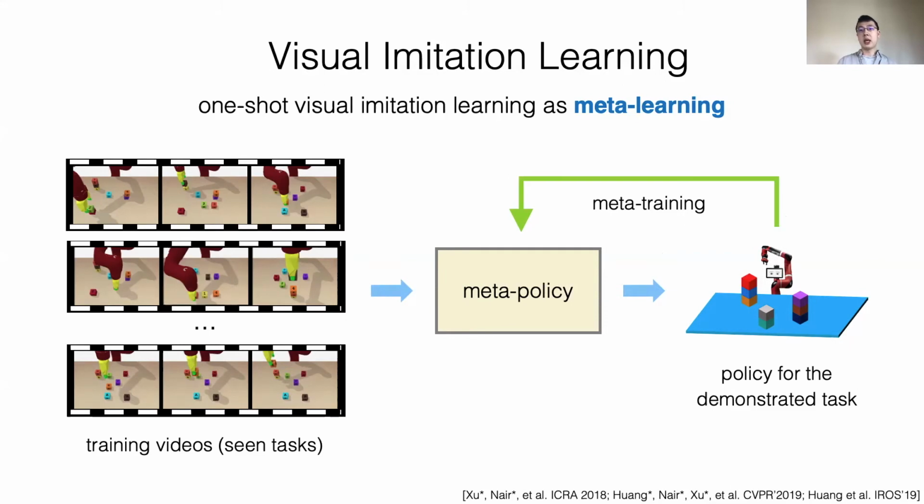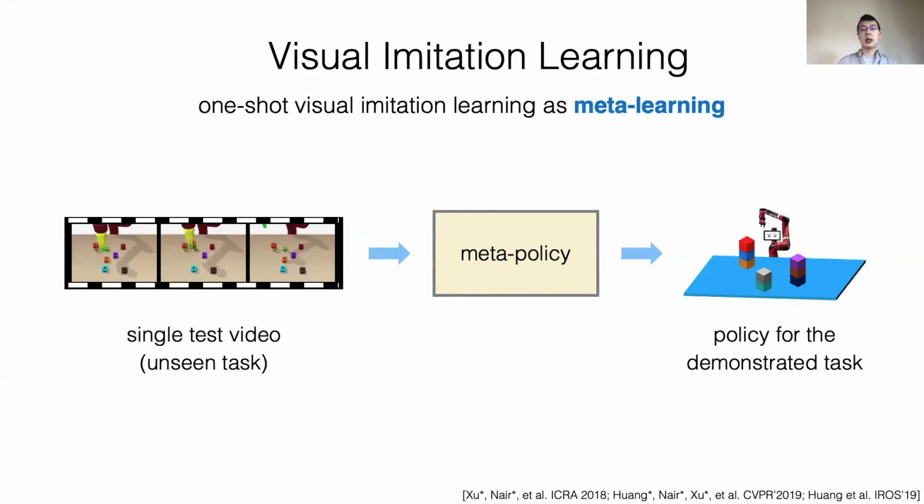During training, we provide many training videos of different tasks, and the policy on the robot provides learning feedback to meta-train the model. During testing, we'll provide only a single shot of video demonstration of a new task, and this is a task that never appears in the training set. And we want the meta policy to be able to parse the video demonstration and perform the new task shown in the demonstration.